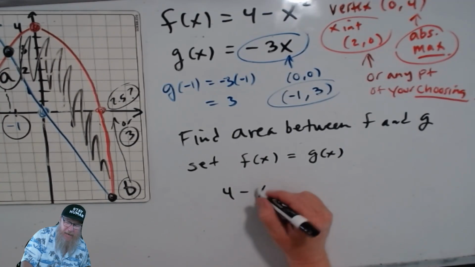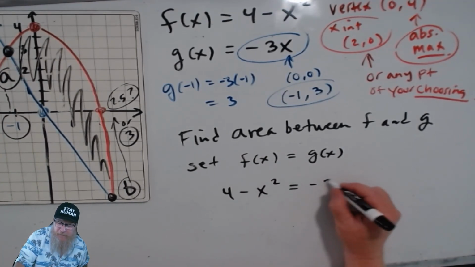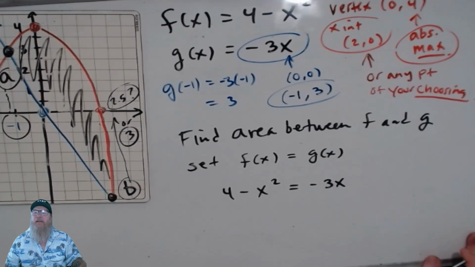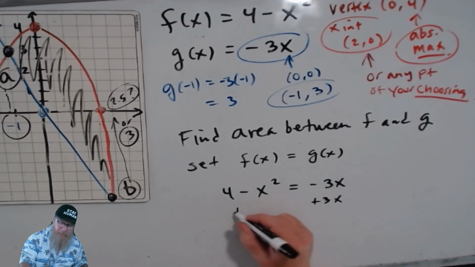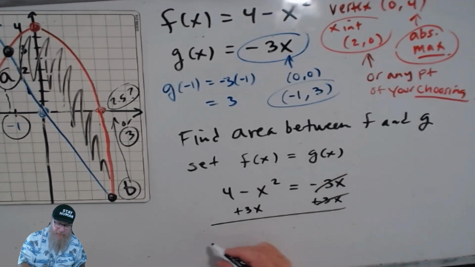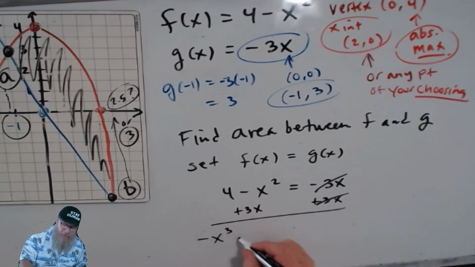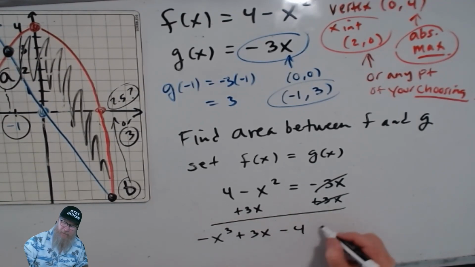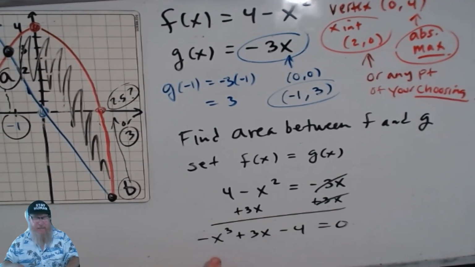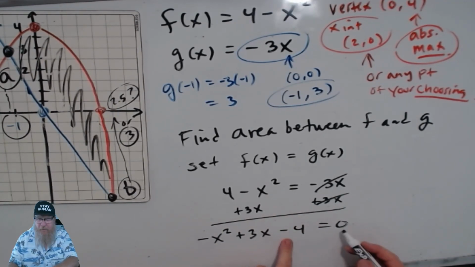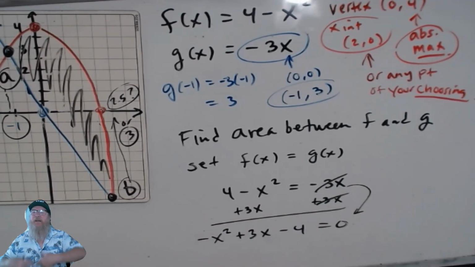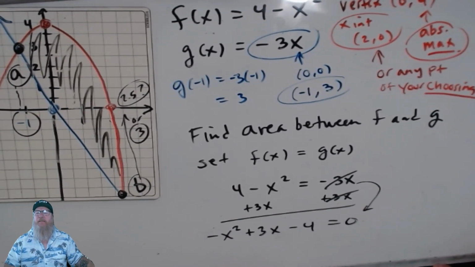So I've got 4 minus x squared equals -3x. Set them equal to each other. So move the 3x over here. I like to put it in standard order. Standard is called descending, so the largest power is x squared. That goes first. Then the positive 3x. And then the -4. And then I'm setting it equal to 0 and using basic algebra techniques.